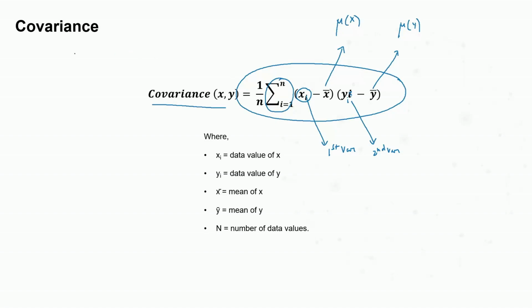That means if you have 3 numbers, 5, 10 and 15, the summation of this will be a combination of all: 5 plus 10 plus 15, right? And we have 1 by n.